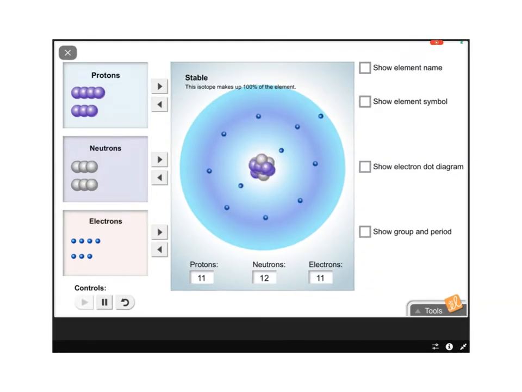Now you take a look. So if you look at this diagram of an atom and you were asked how many valence electrons does it have, how many would you say?